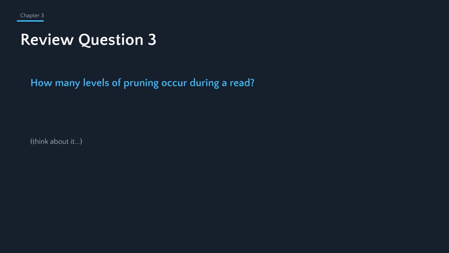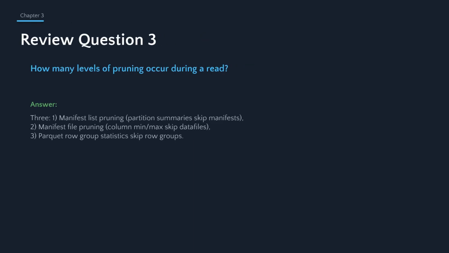Question 3. How many levels of pruning occur during a read, and what does each level use? 3 levels. First, manifest list pruning uses partition-level summaries to skip entire manifest files. Second, manifest file pruning uses column-level statistics like min and max values to skip individual data files. Third, within Parquet files, row group statistics allow skipping row groups. Each level dramatically reduces the data that needs to be read.